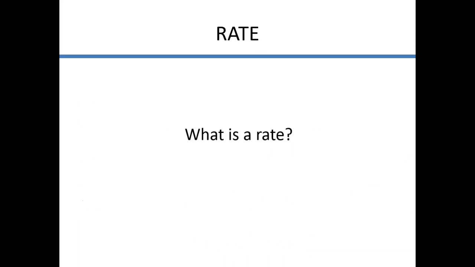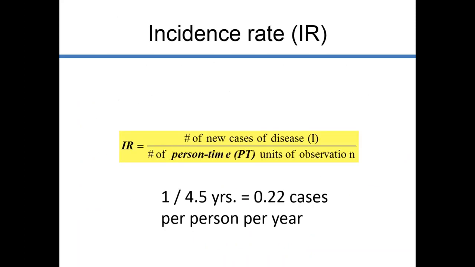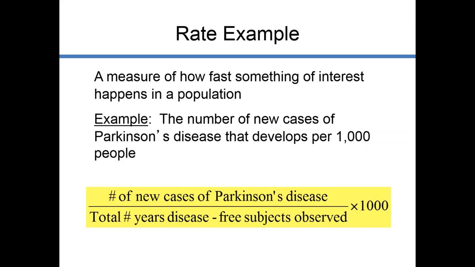Now let's skip forward, back to where we were. And here's how we calculated that. 1 divided by 4.5 person years is 0.22 cases per person per year. Or, if that's not intuitive, we can multiply it by 10 and say 2.2 cases per 10 person years. Or 22 cases per 100 person years. Whatever is most intuitive, that's how I would calculate it.